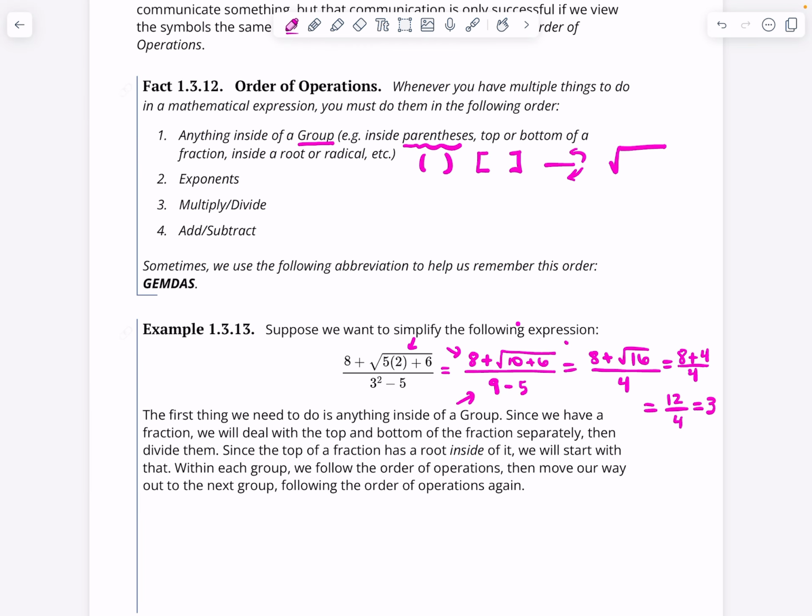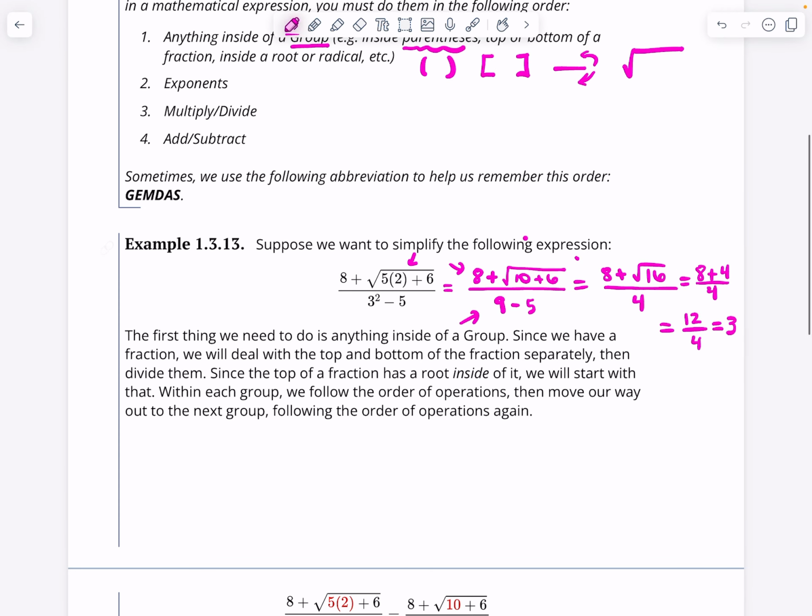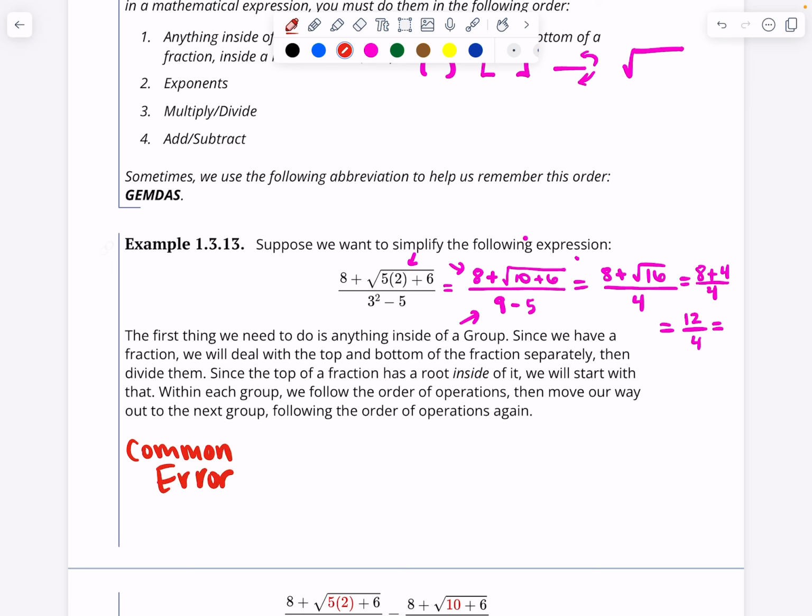There are so many places where people can make a mistake. So let me put a common error here that I see, that we will not do. Let's say you had something like 8 plus 5 over 4. Remember, you want to simplify the top and simplify the bottom before you deal with this fraction, which is division. So we would first add the top to get 13. The bottom, there's nothing to simplify, and that leaves us with 13 over 4.